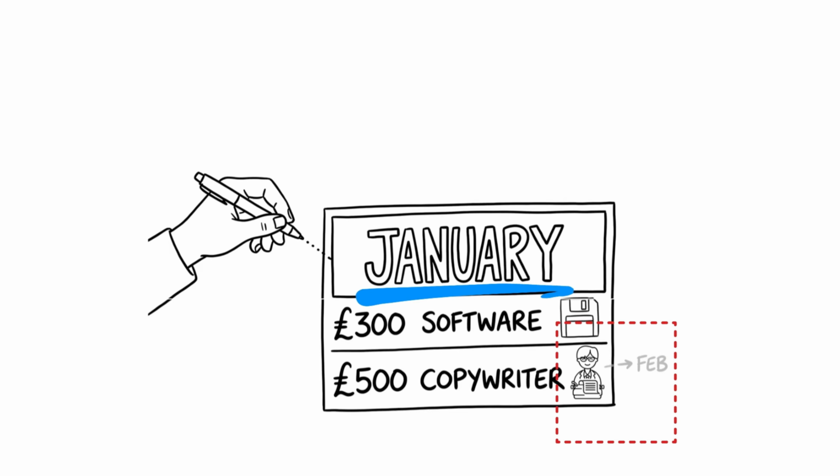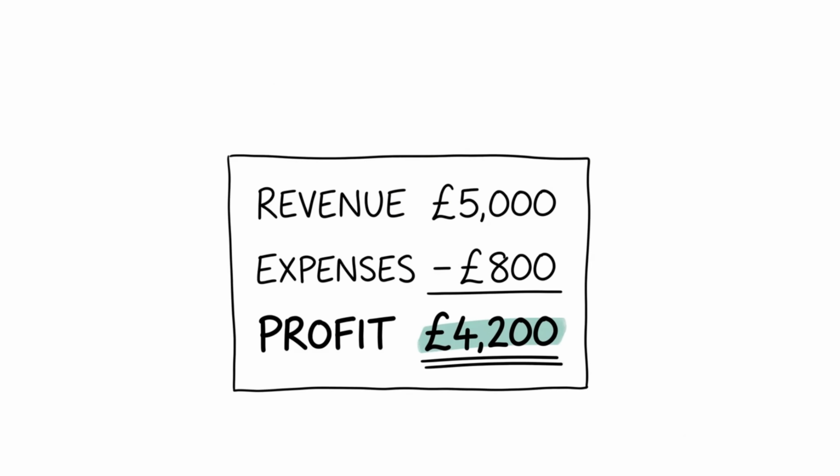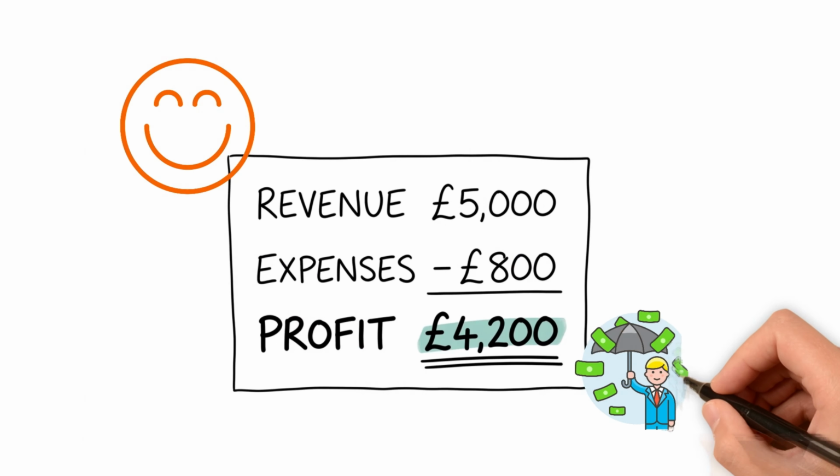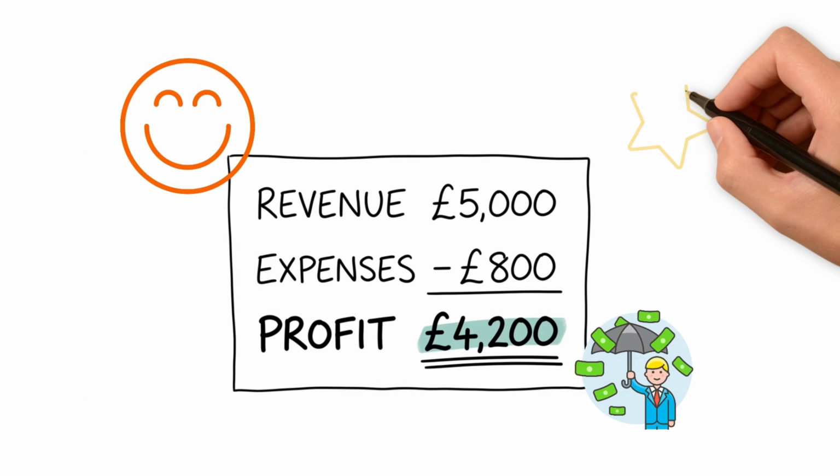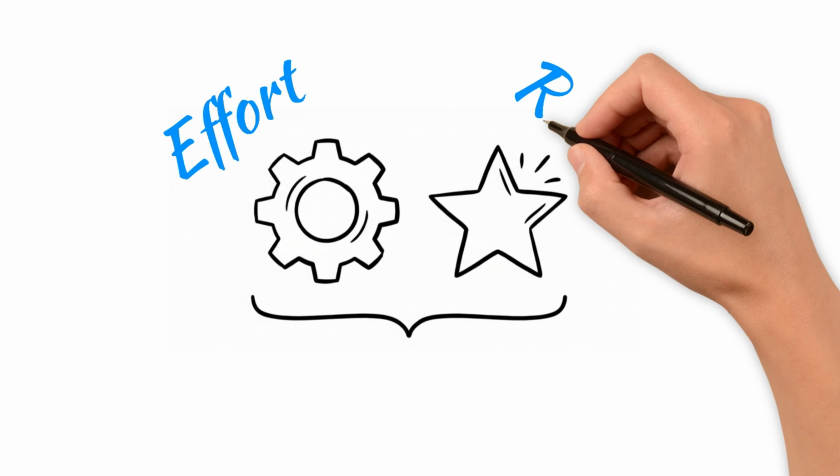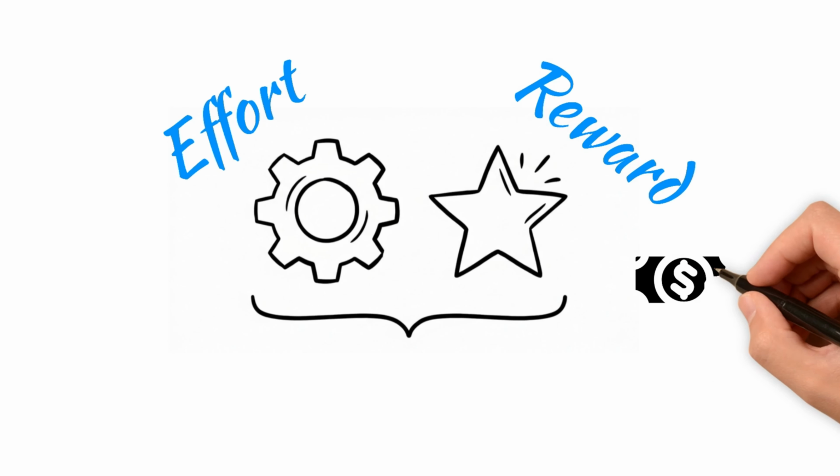in February. Now, your January books show £5,000 in revenue and £800 in expenses for a true profit of £4,200. That is a proper, accurate picture of your work that month. You're matching the effort with the reward.